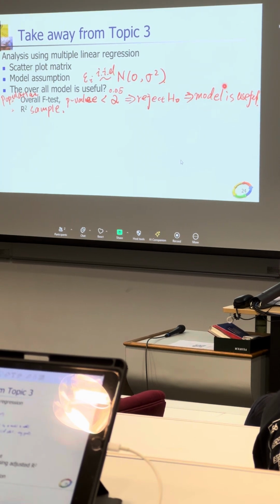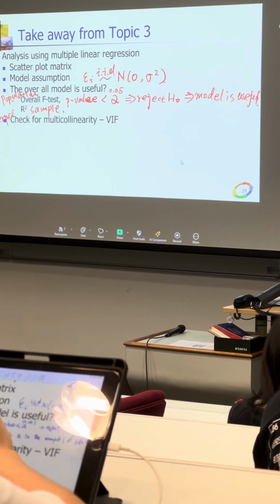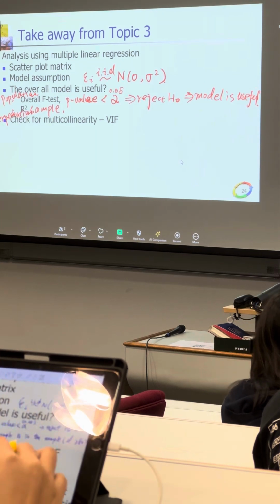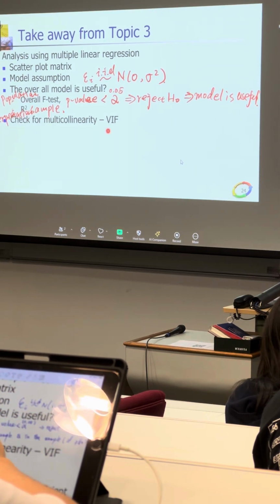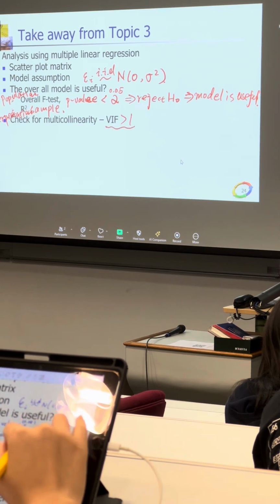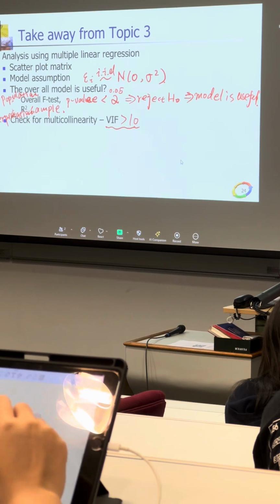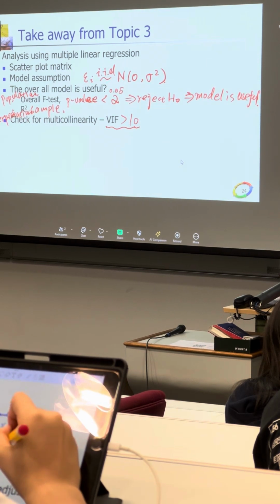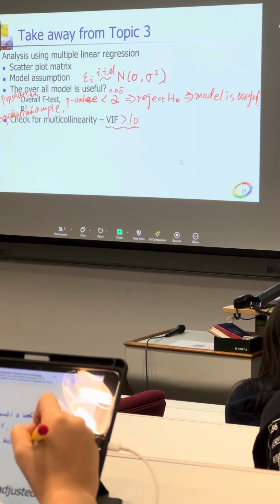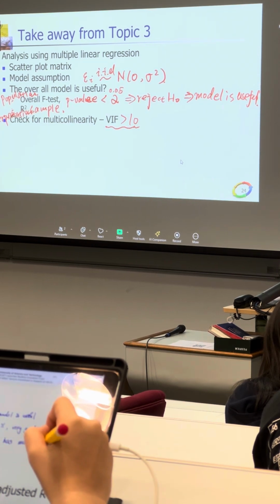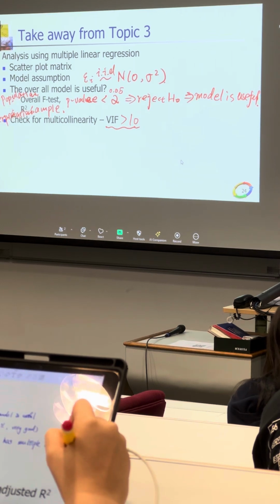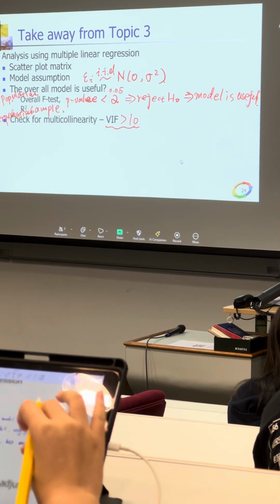So now let's say that the model is useful. Then if your objective is to do interpretation, you can check the VIF to find out whether there are multicollinearity problems. A VIF larger than 10 means the corresponding predictor has a multicollinearity problem. When there is a multicollinearity problem, you need to deal with it either by deleting some redundant predictors or combining those highly correlated predictors into one variable.